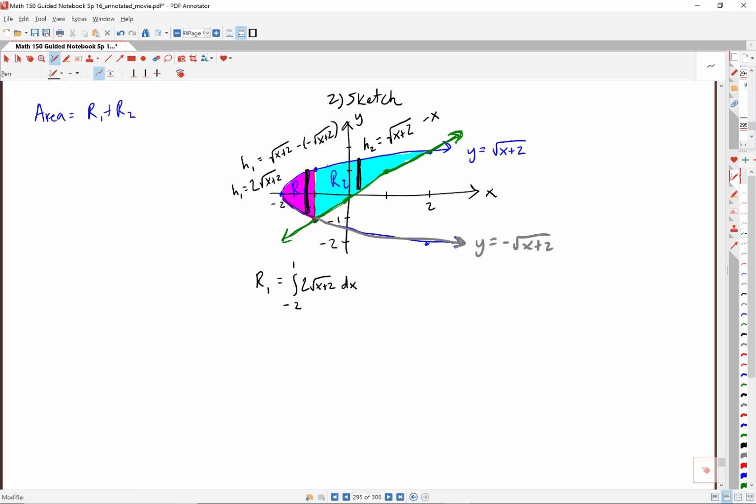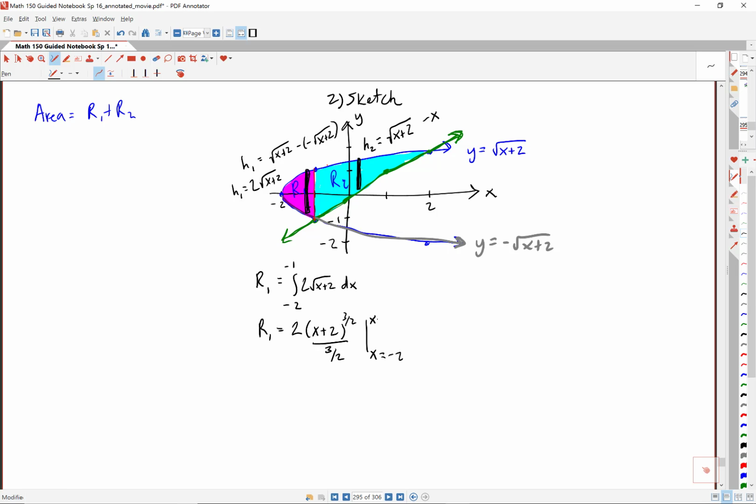And then we might as well go ahead and finish that out. So region 1 ends up being, if you do u is x plus 2, du would be dx. So I'm just going to do this using pattern recognition. So we'll get 2 times (x plus 2) to the 3 halves over 3 halves, evaluated from x is negative 2 to x is negative 1.